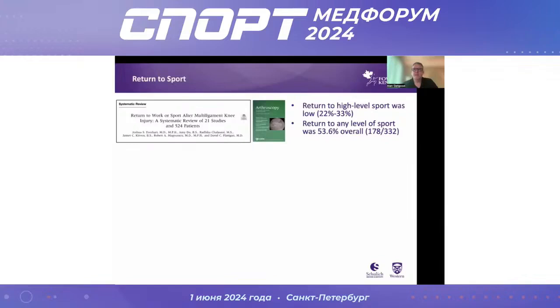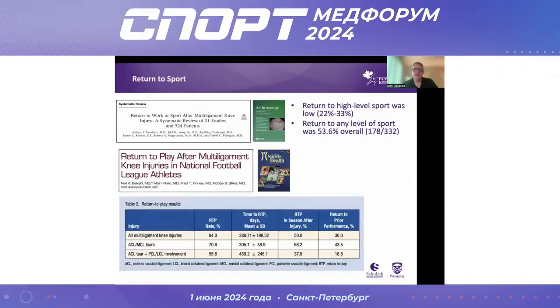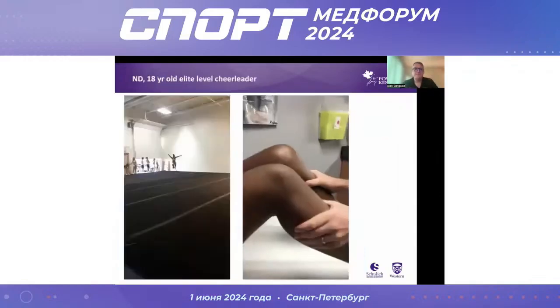Return to sports are certainly not as high as what we'd like in terms of comparison to ACL reconstruction, and certainly 3 ligament tears don't do as well as a single ligament such as ACL or MCLs. As soon as you get into a cruciate or bicruciate plus corner, then the return to sport rates drop significantly.